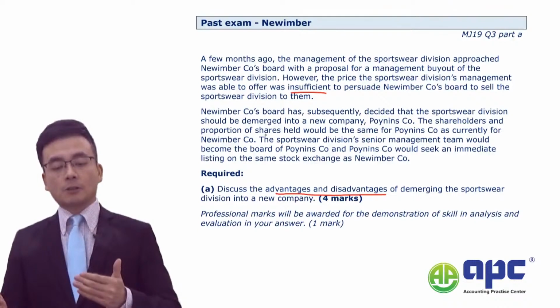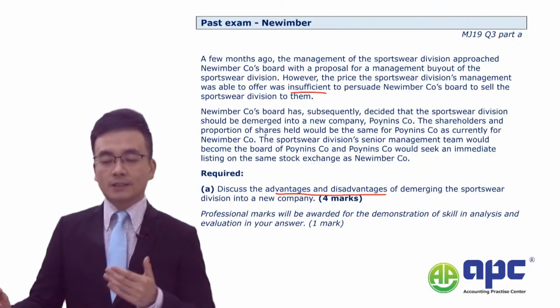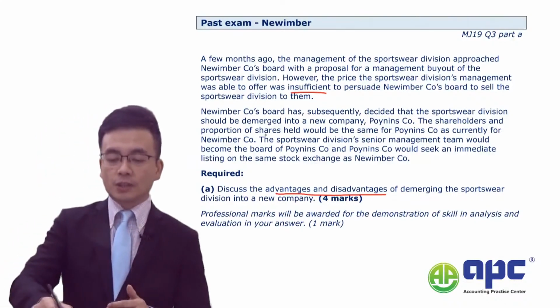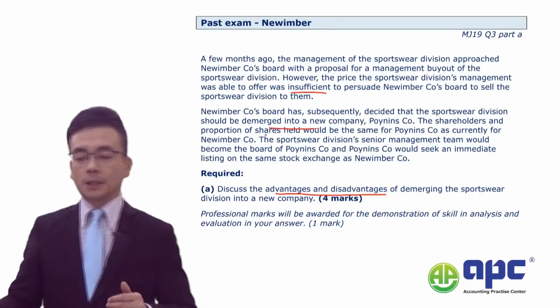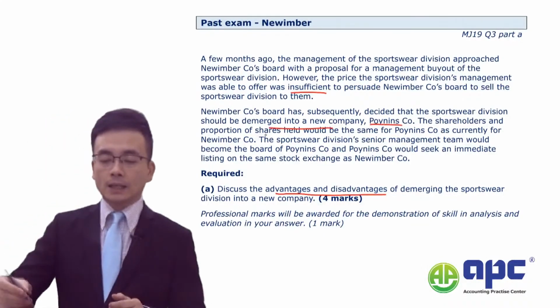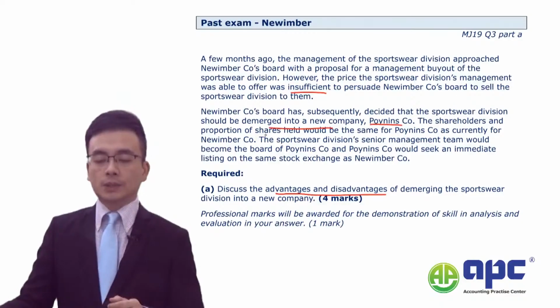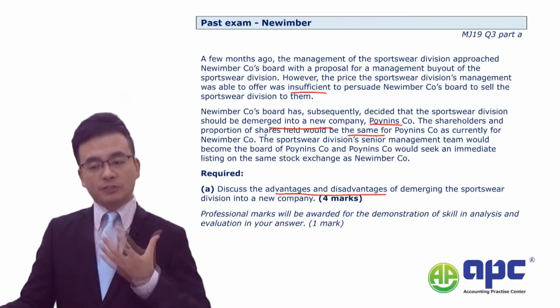And next paragraph, the board decided that we demerge into a new company called P Company. And same shareholdings, which means that would be an example of a spin-off.